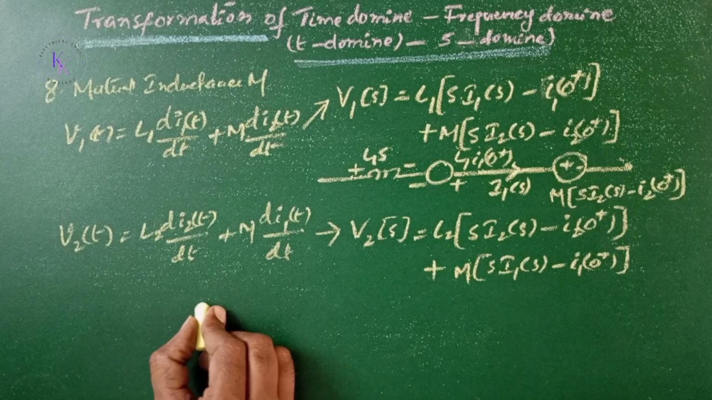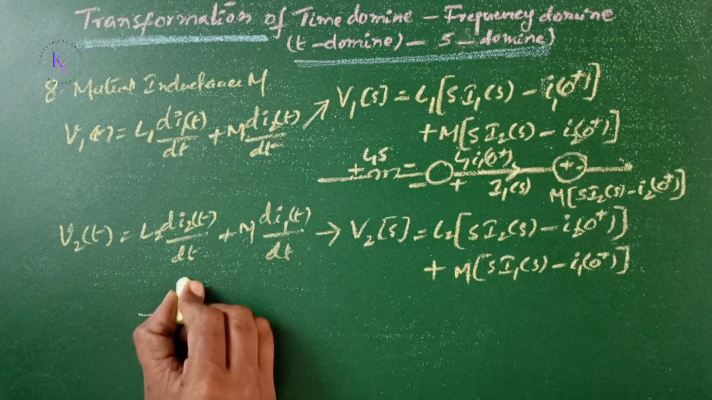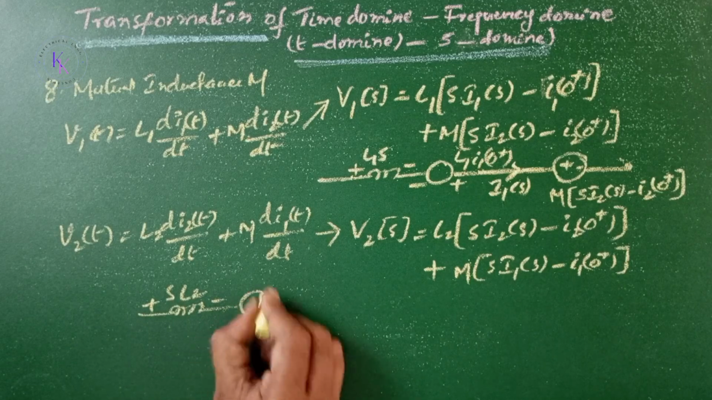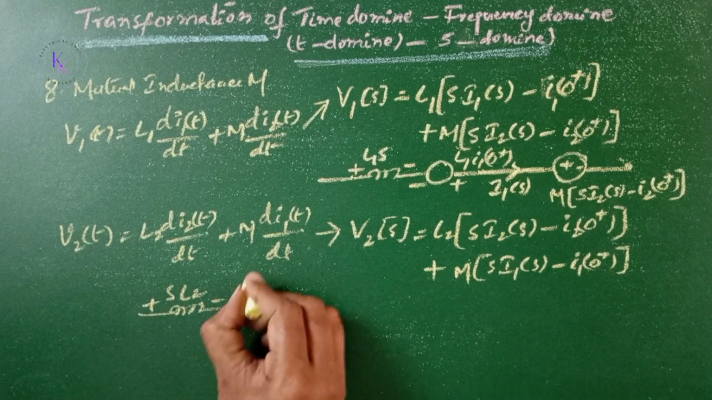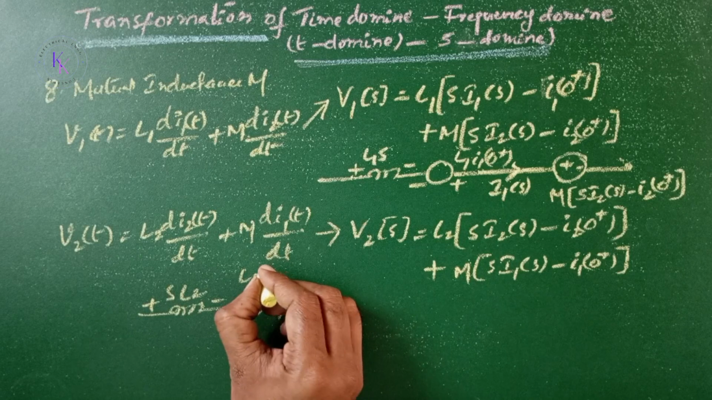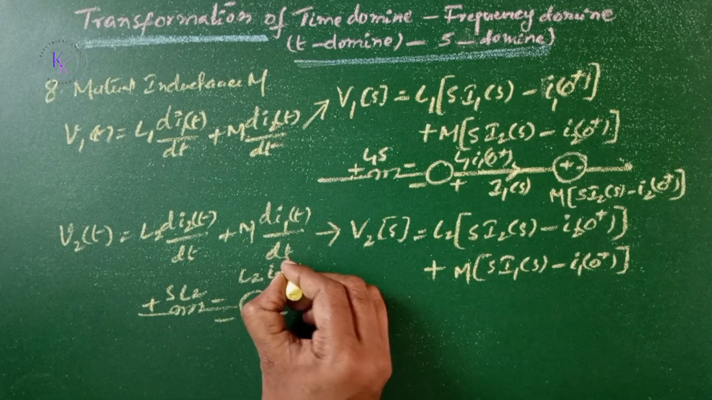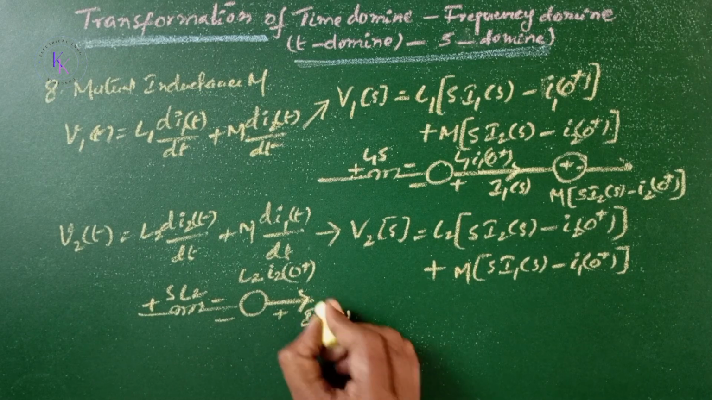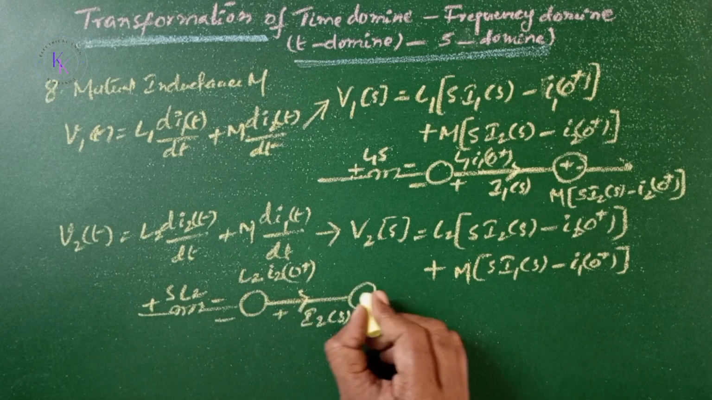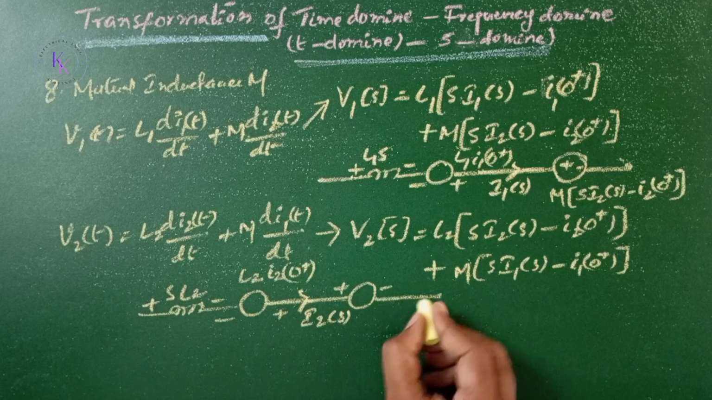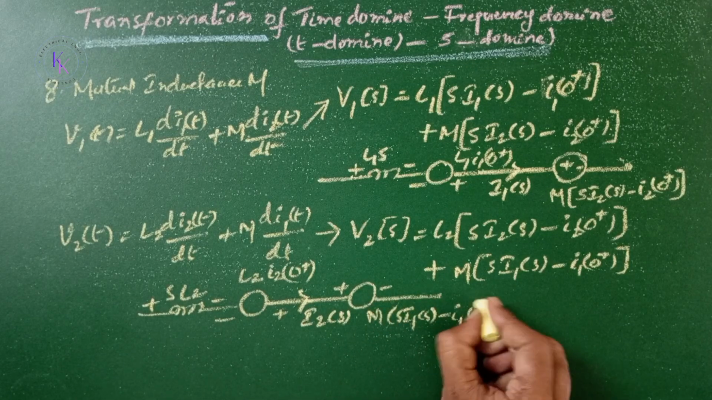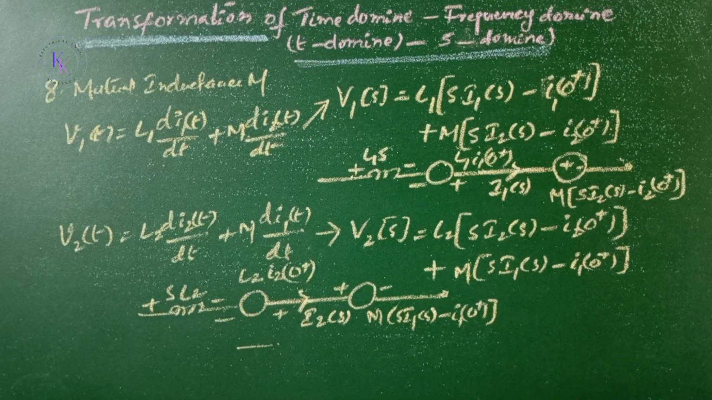Then this in the circuit we can show as L2 s, plus and minus, connected to minus and plus of L2 I2 at 0, giving I2 of s, and given to plus and minus of M of s times I1 of s, I1 at 0. This is regarding the transformation of the sources and circuits from the time domain to the frequency domain.